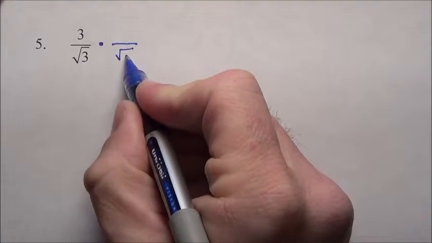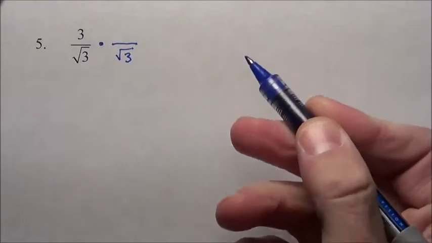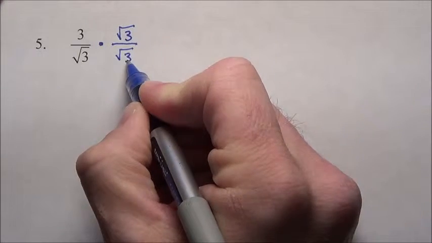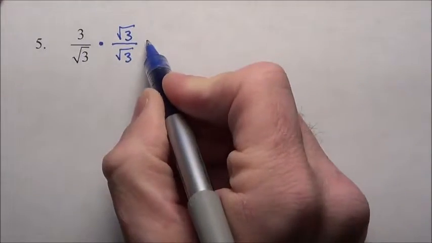Well, if I just put another square root of 3 here, square root of 3 times square root of 3 will give us a 3, and that'll get rid of the radical. So what I'm going to do is I'm simply going to multiply by square root of 3 over square root of 3. That way this is worth 1, and it's not changing the value of the fraction.